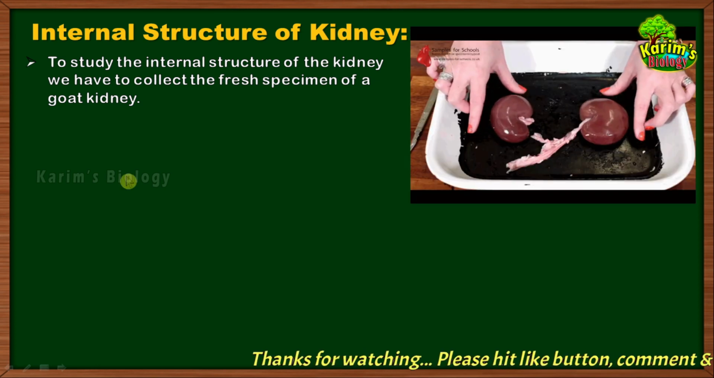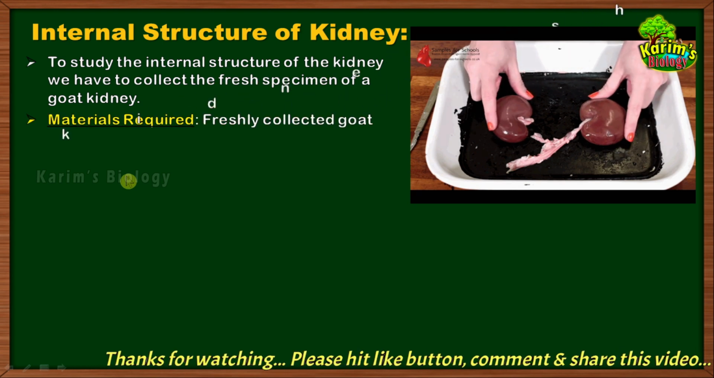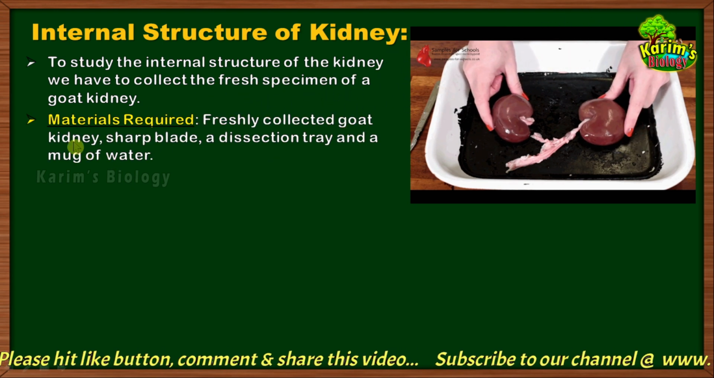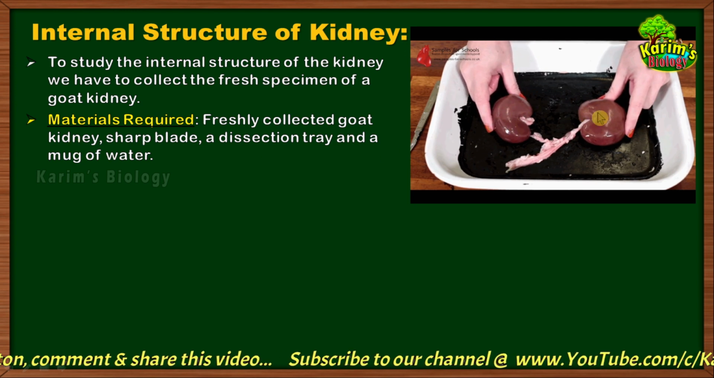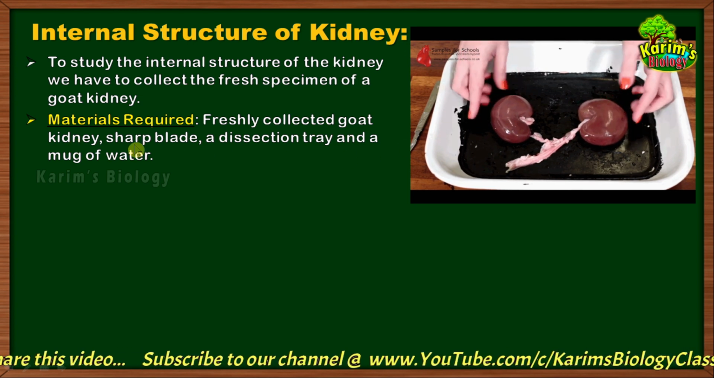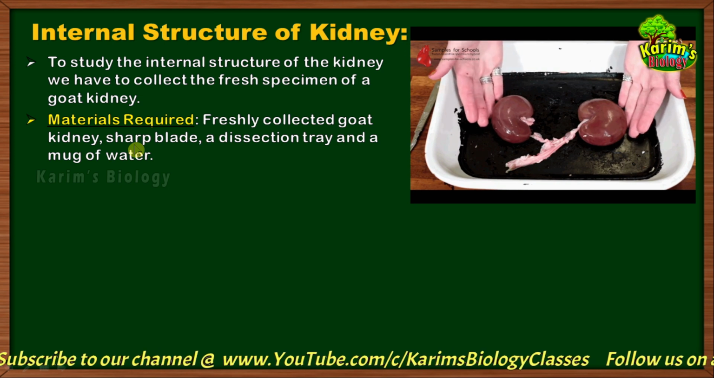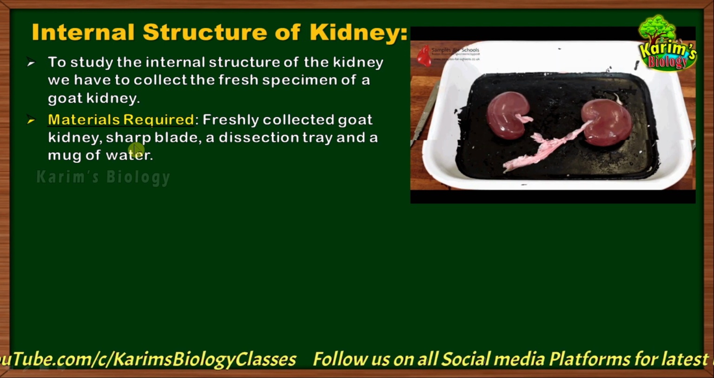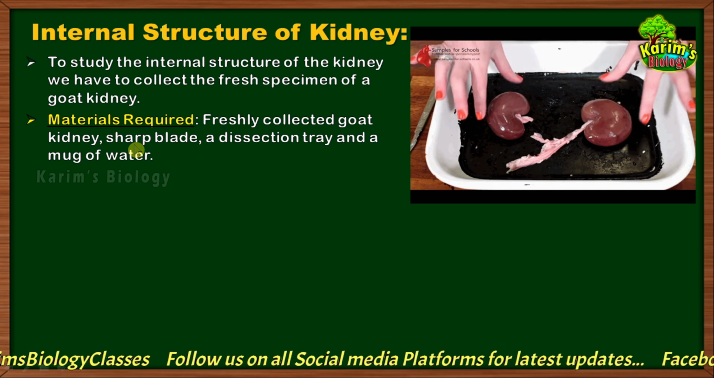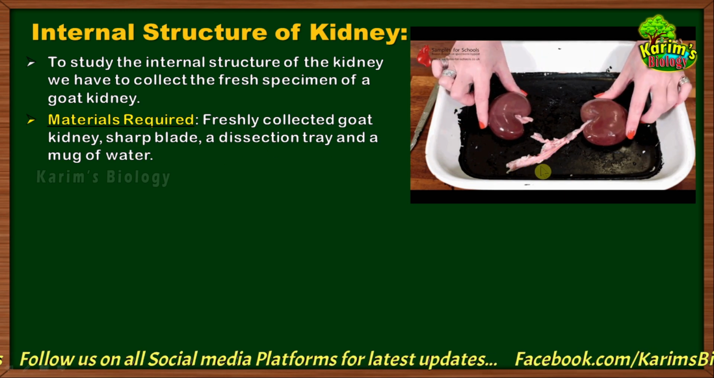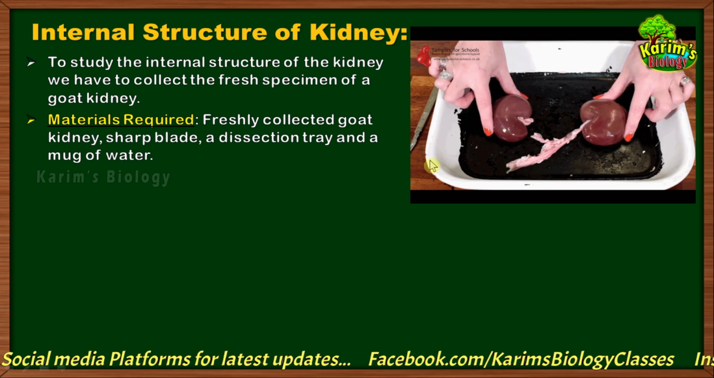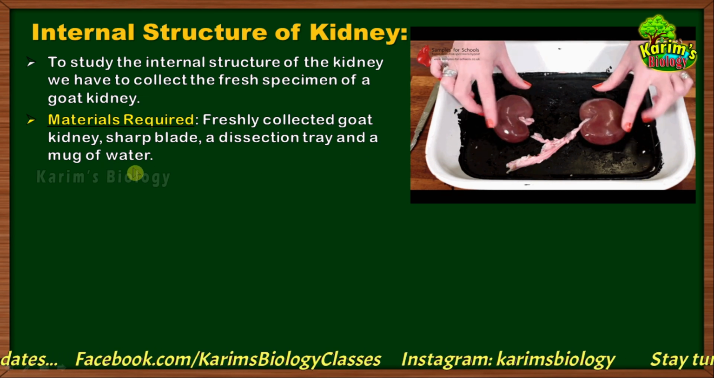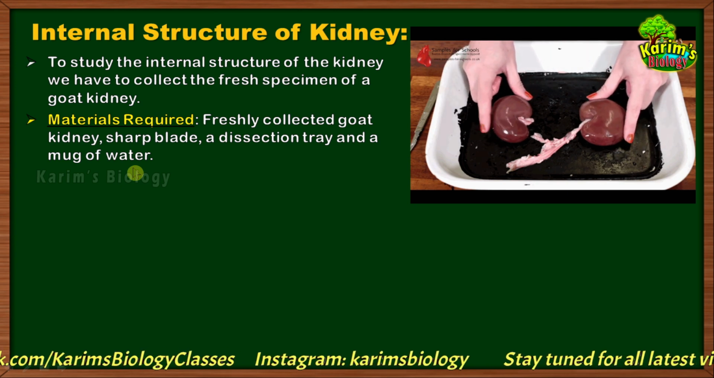Now let us see the requirements to do this activity. Materials required: we require a freshly collected goat kidney. This is the kidney which is freshly collected. We also require a sharp blade. You can take the help of a surgical blade, or if it is not available, you can simply use scissors. And you need a dissection tray, this is the dissection tray, and a mug of water because we have to wash the kidney thoroughly prior to taking its LS.